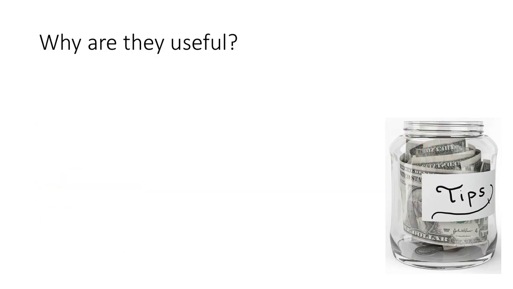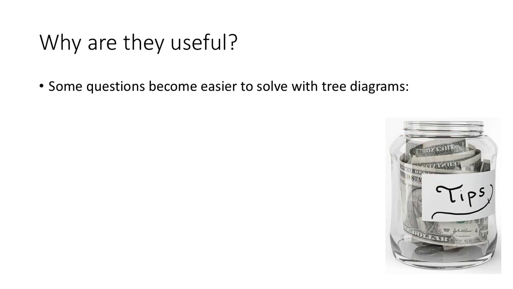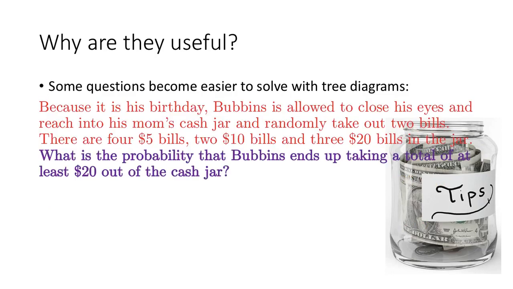But sometimes you can have a question where the probability involved maybe isn't so straightforward, and you might want to have something like a tree diagram as a tool available to you. Let me give you an example. Same scenario with Bubbins, except the probability we want to calculate isn't that he ends up with exactly two $20 bills when he reaches and takes 2 out of the jar. Instead, we want to find out what is the probability that Bubbins ends up taking a total of at least $20 out of the cash jar.